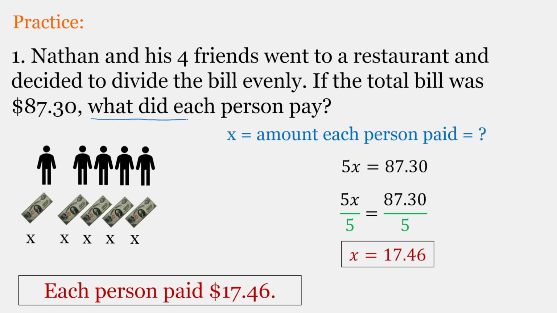We will look at that question being asked to help determine our unknown variable x. The question is, what did each person pay? So our variable x we'll define as the amount each person paid. Again, this is our unknown. It's Nathan and his 4 friends, so there's going to be 5 folks total. They're each going to pay the same amount. They're each going to pay x. We have 5 x's, so 5x equal to $87.30. Solving this equation, we get 17.46. So each person paid $17.46.